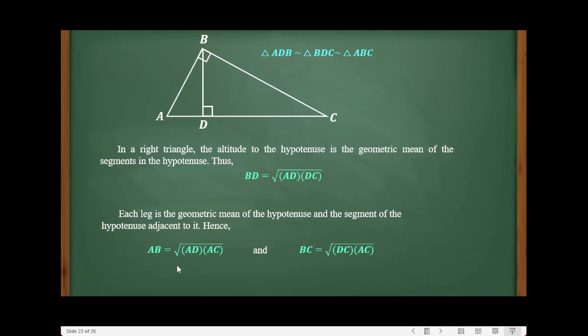So the hypotenuse is AC, and the part of the hypotenuse next to AB is AD. Therefore, AB is the geometric mean. Likewise, the other leg BC is also the geometric mean of the hypotenuse and the part of that hypotenuse adjacent to BC, which is segment DC. And with that, let us proceed to the next slide if you don't have any questions.